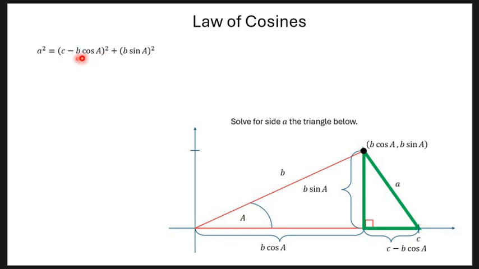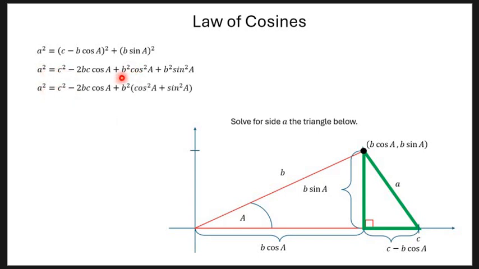We can FOIL this binomial, giving me c times c is c squared, c times negative b cosine a is negative bc cosine a, and then I'm going to do that again for the inside, so I'm going to get another negative bc cosine a, so I have two of them, negative 2bc cosine a. Then last times last is going to be b squared times the cosine squared of a. So I FOIL this, just bring this down and bring down the a squared.